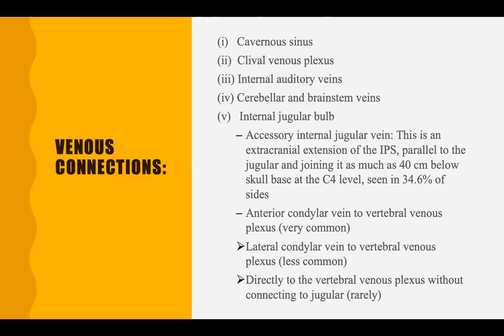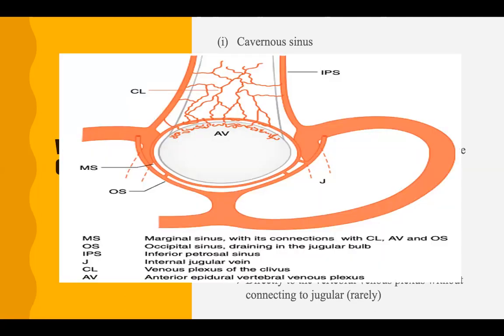Its connections are basically the cavernous sinus and the internal jugular vein, but also the clival plexus. As we have seen last time, at the foramen magnum is where the marginal sinuses run. So sometimes the clival plexus has connections with the inferior petrosal sinus, and also with the marginal sinuses.